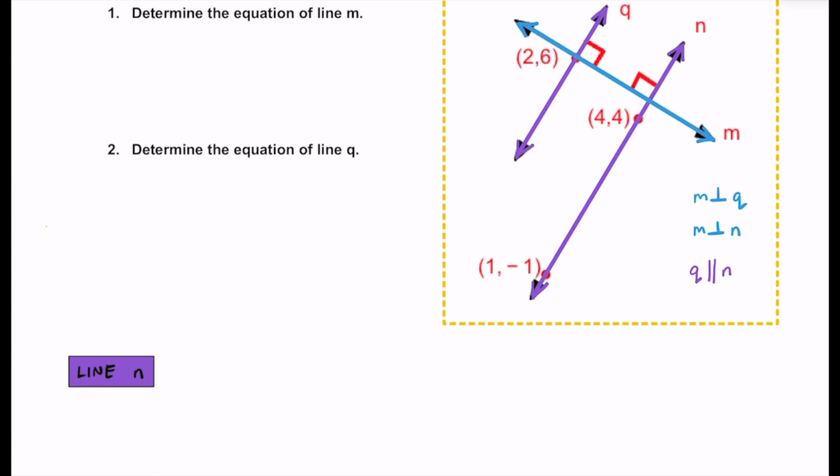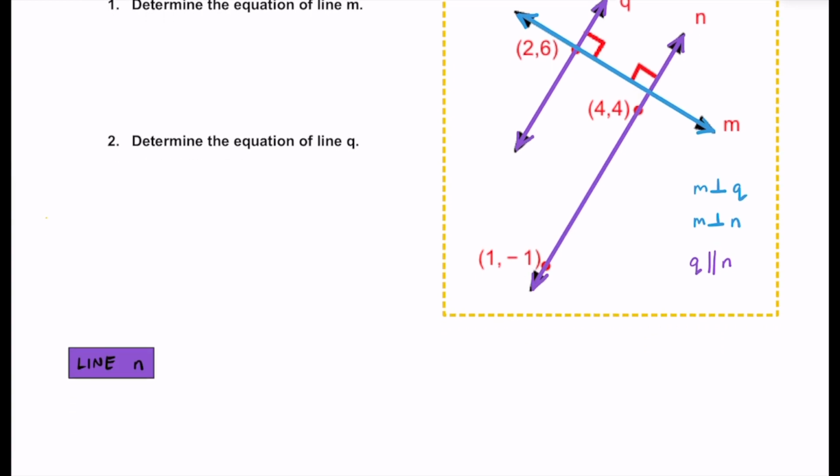Alright, so let's go ahead and see if we can find the equation for line N. Now, for line N here, I'm going to call this one x1 and y1, and I'm going to call this x2 and y2 for now. Okay, let's see if we can find the slope for line N. So remember, this is our formula for slope, and if we plug in each of these values, we find out the slope for line N is going to be 5/3.